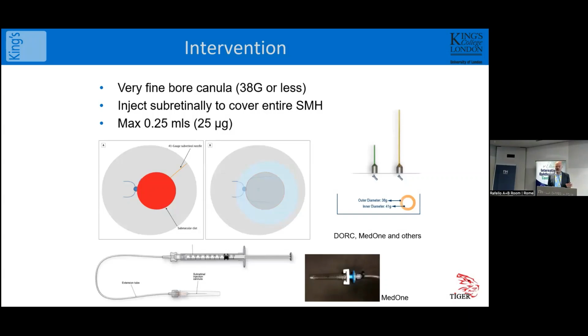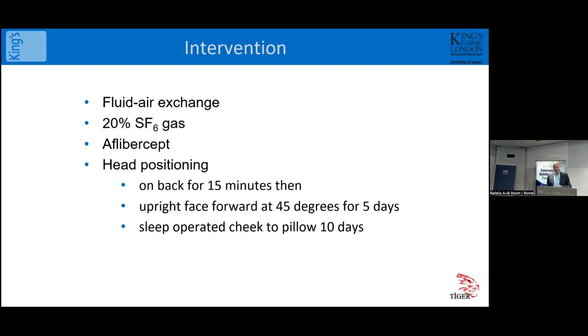We use a very fine bore cannula, usually 38 gauge or less, and inject to cover the whole of the submacular hemorrhage. I'll show you a video of this in a minute. You can do that manually, with your assistant injecting while you hold the cannula subretinally, or there is a device from MedOne that you can use automatically with a foot control pedal, which is quite nice. Do fluid air exchange. We're using 20% SF6. We're using aflibercept as our anti-VEGF therapy.